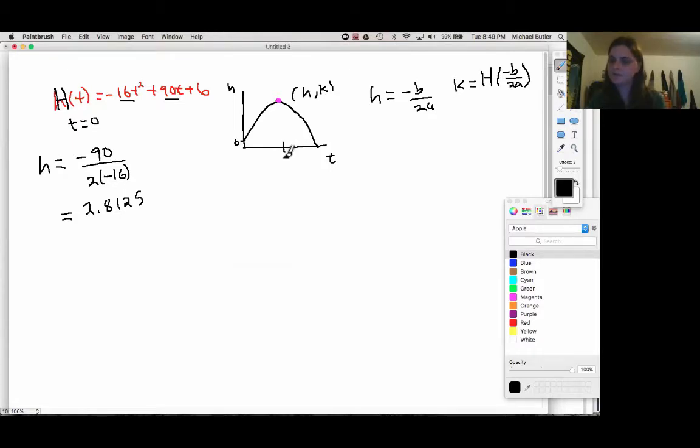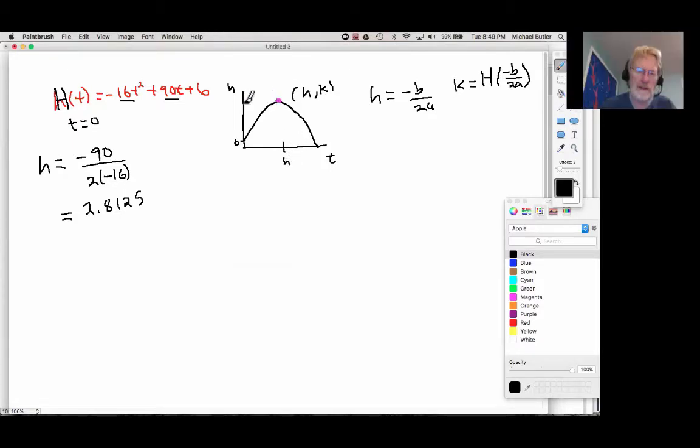Think about it. This is H, and this is K. So what's the units on this axis? The time is in seconds. Yeah, good job. Excelente. And then the units on this axis are in feet. So this one is in seconds. So it reaches its maximum height at 2.8125 seconds. Ah, you got me saying it wrong. Sorry.